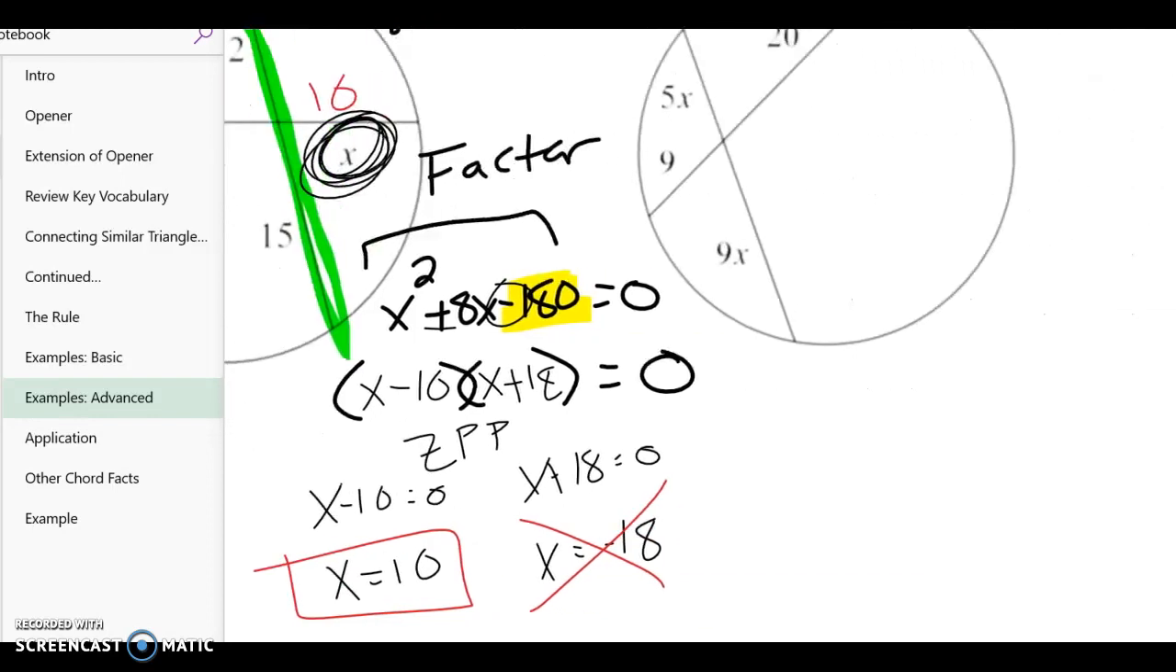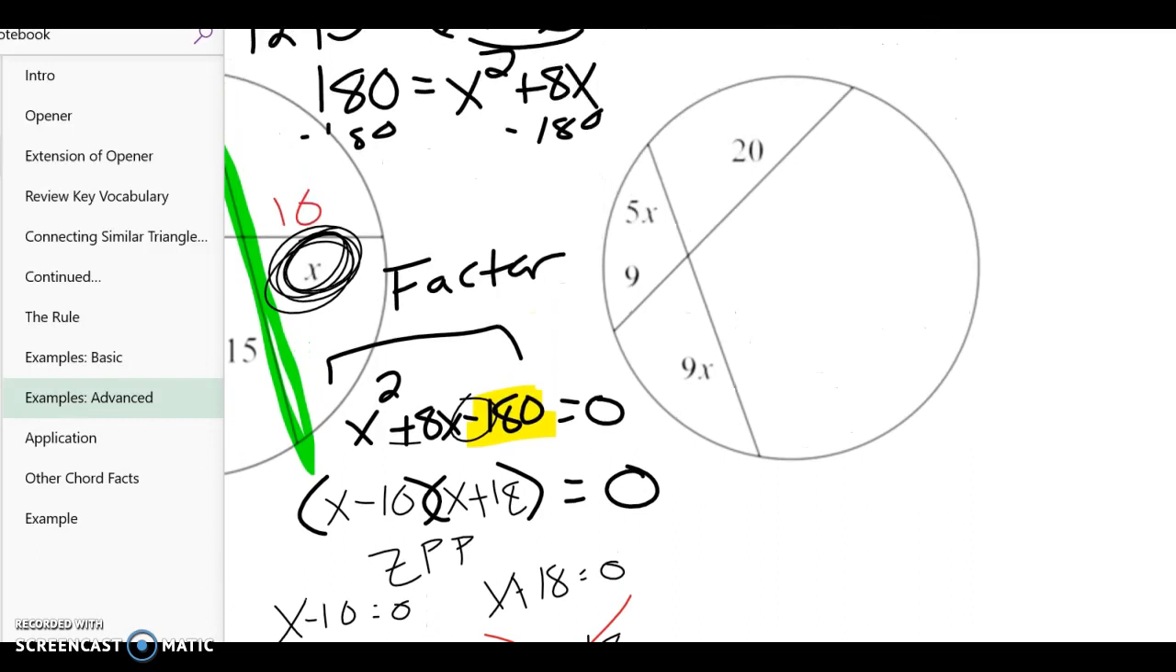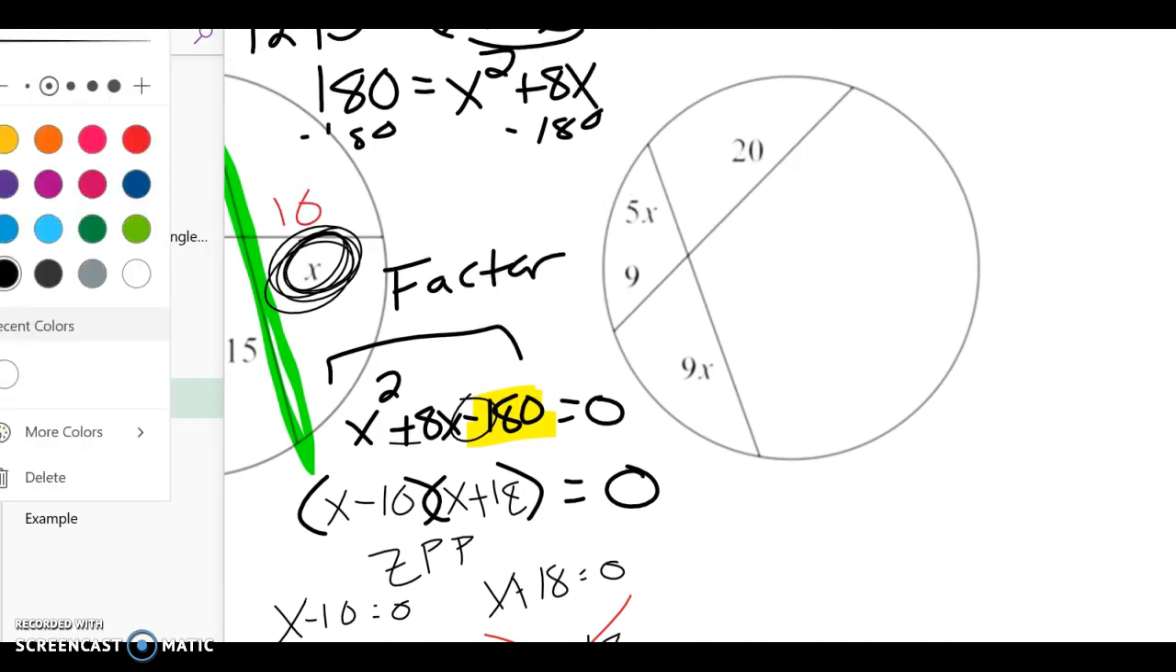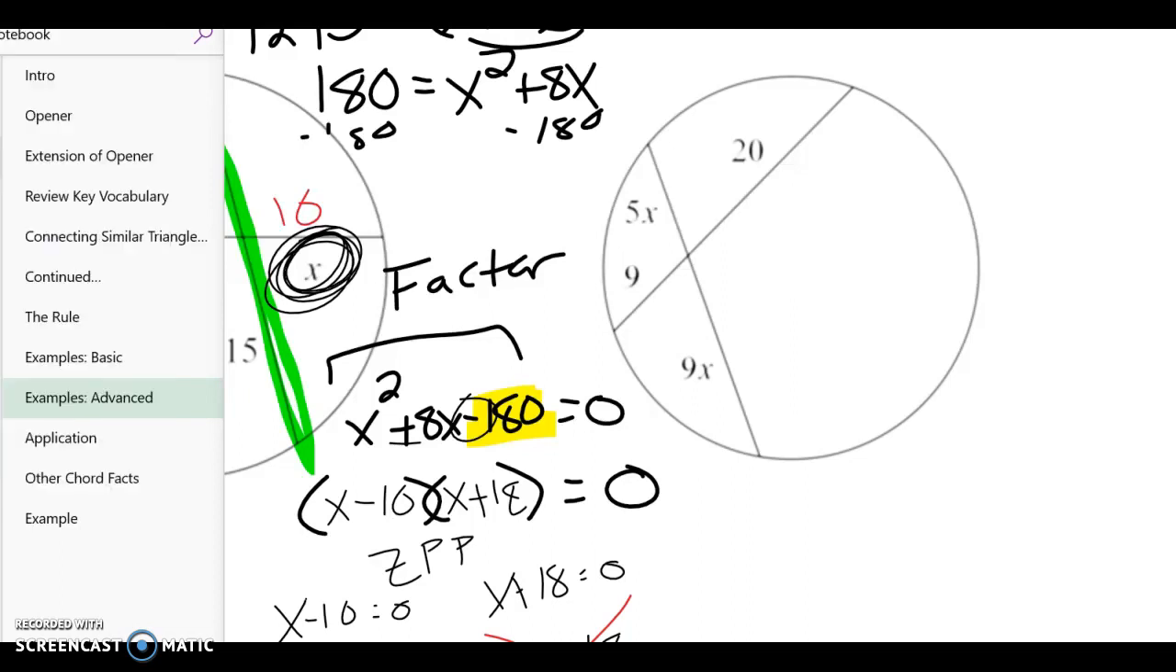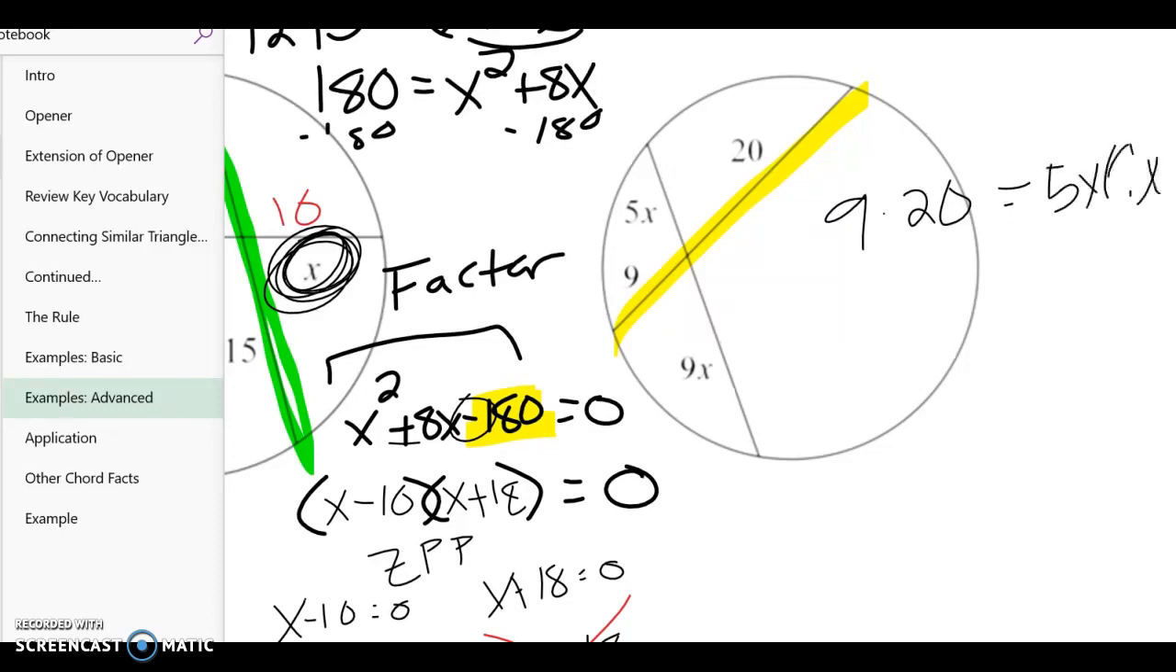So let's look over here at this problem really quickly. Okay, so I am looking along a chord, multiplying in a straight line. So I have 9 times 20 has to equal 5x times 9x. Uh-oh, you might be noticing if I can get this 9 to write, that's the ugliest 9 I've ever seen, then I'm going to end up with another quadratic.